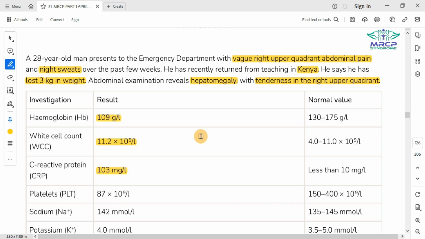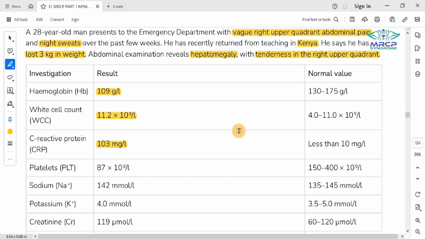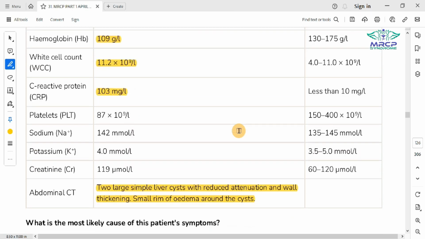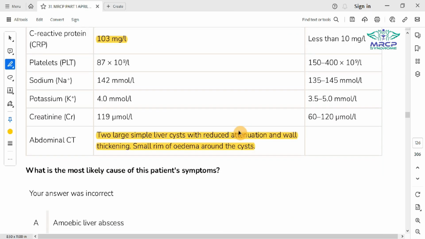The abdominal examination reveals hepatomegaly with tenderness in the right upper quadrant. Hemoglobin is low, 109 grams per liter. WBC is high. CRP is high. Platelet is low. Sodium normal. Potassium normal. Creatinine is normal. And in abdominal CT, 2 large simple liver cysts with reduced attenuation and wall thickening. Small rim of edema around the cyst. So what is the most likely cause of the patient's symptoms?